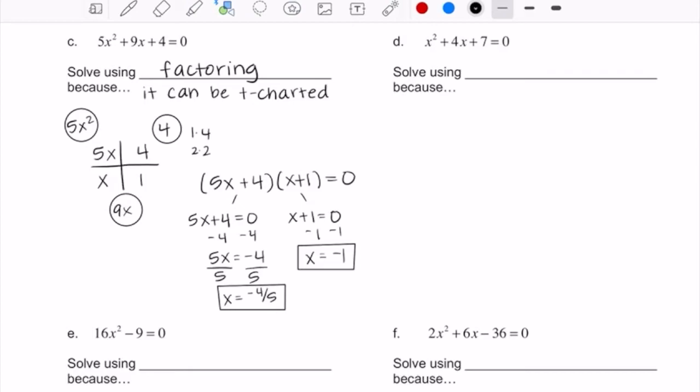It's worth pointing out that C was a little bit trickier of a t-chart, and so you could have used the quadratic formula if you were struggling to come up with the numbers that worked in the t-chart. All right, moving along to example D.